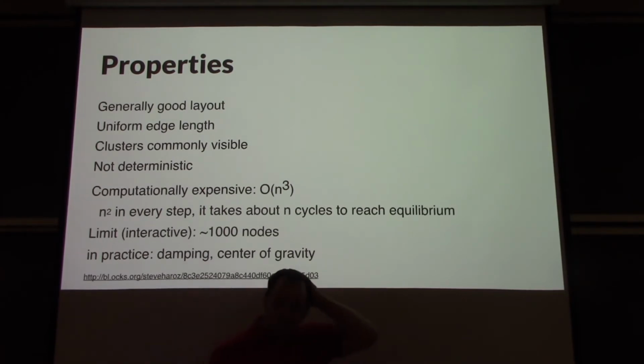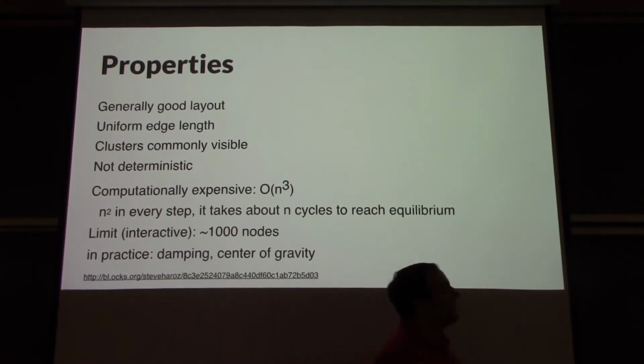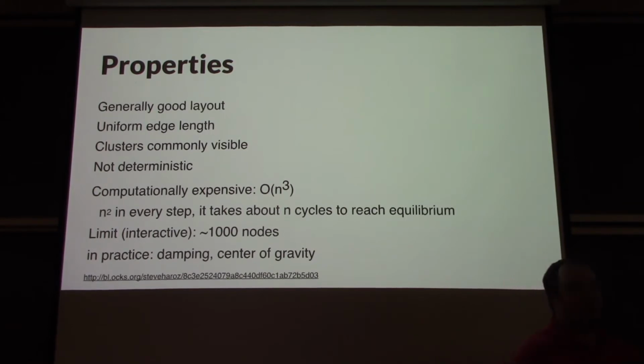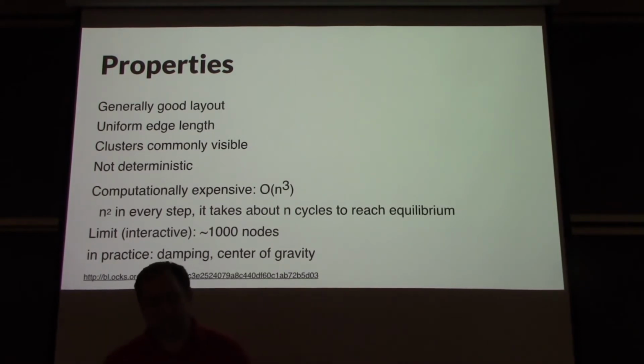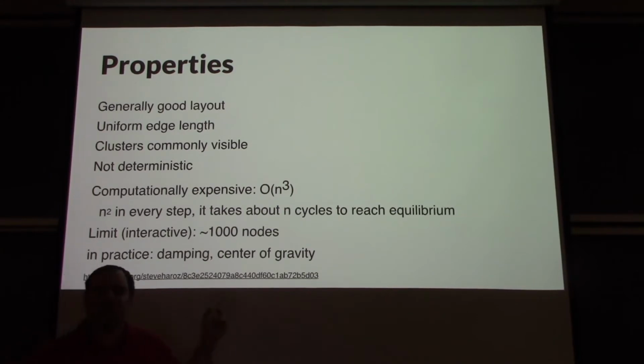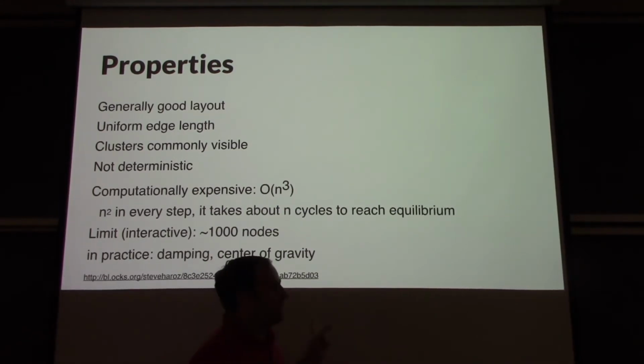However, it generally produces really good layouts. One of the great properties about it is that it produces uniform edge length. Clusters are commonly visible. These tightly connected cliques are easily visible. As I mentioned, it's not deterministic. One of the big drawbacks is that it's computationally expensive.